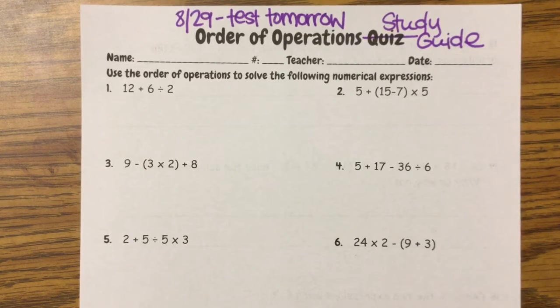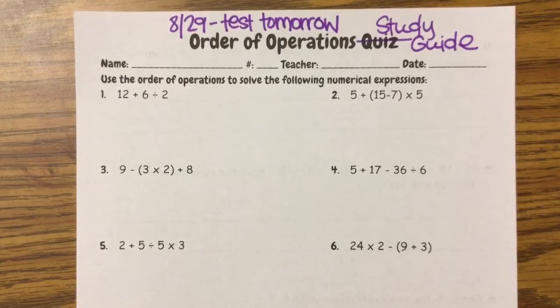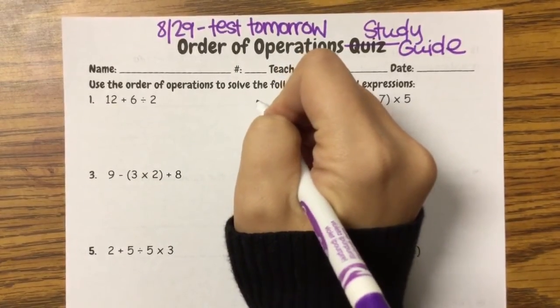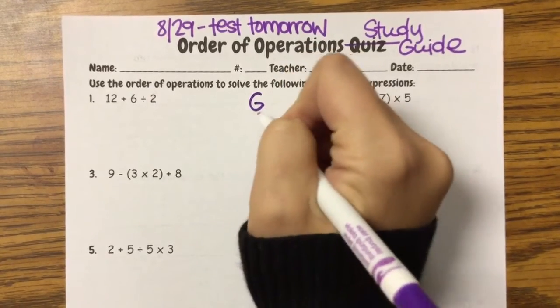Okay, order of operations study guide. Number 1, I have 12 plus 6 divided by 2. First of all, what are my steps for the order of operations, John? You start with brackets first. What's my letter? G. What is grouping symbols? There we go.